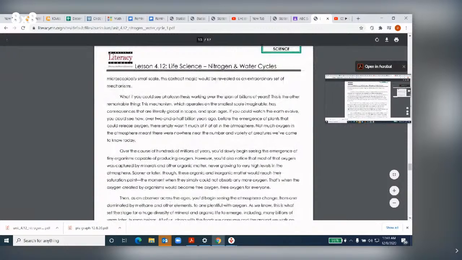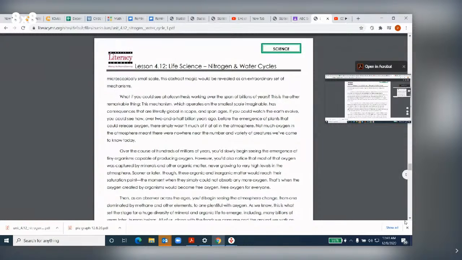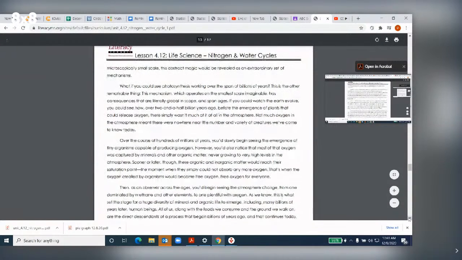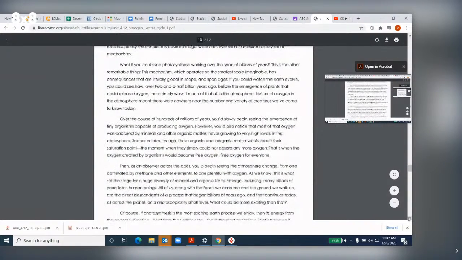Okay. Then, as you observe across the ages, you begin seeing the atmosphere change from one dominated by methane and other gases to one plentiful in oxygen. As we know, this is what set the stage for a huge diversity of mineral and organic life to emerge, including, many billions of years later, all human beings. All of us, along with the foods we consume and the ground we walk on, are the direct descendants of a process that began billions of years ago and continues today. All across the planet, on a microscopically small level. What could be more exciting than that?